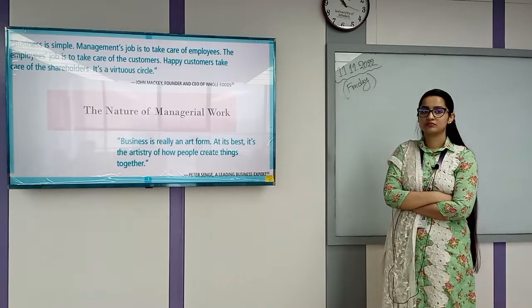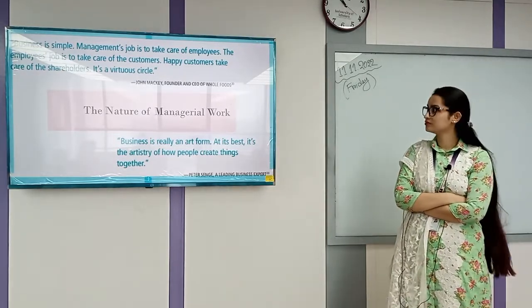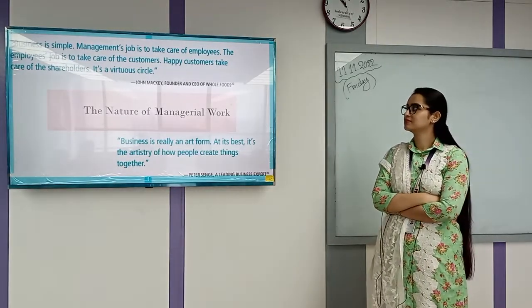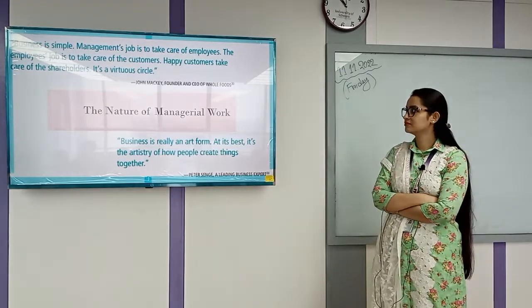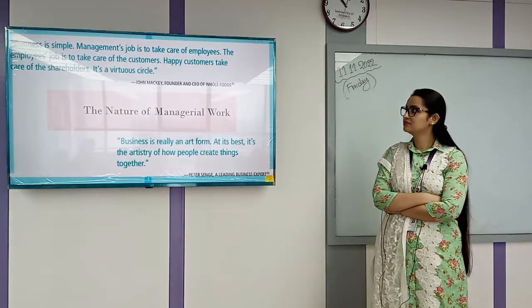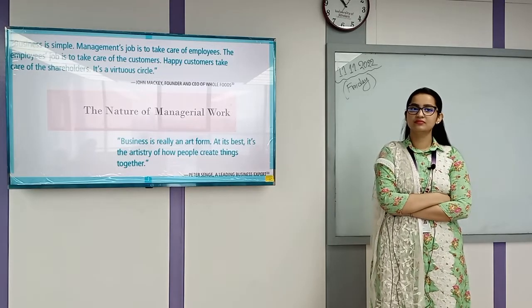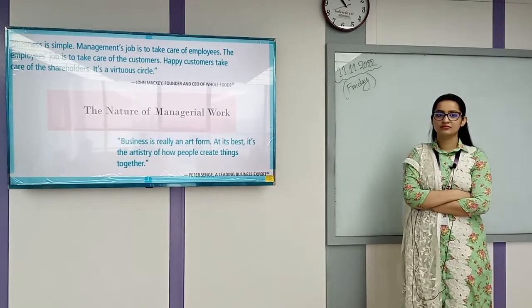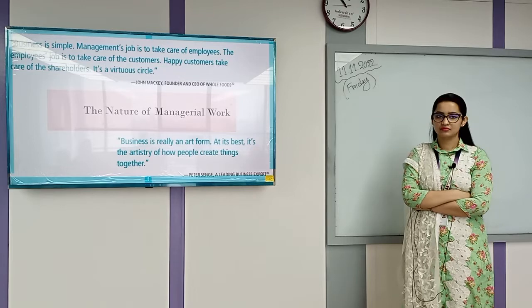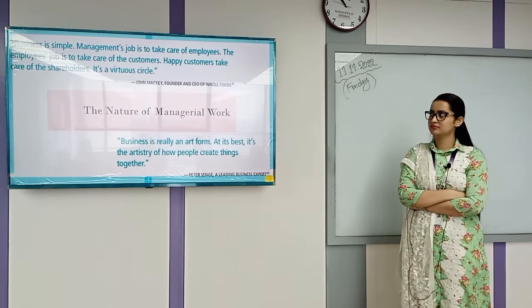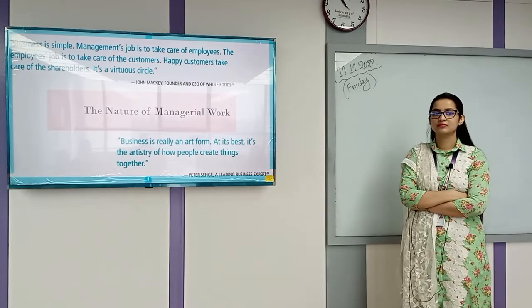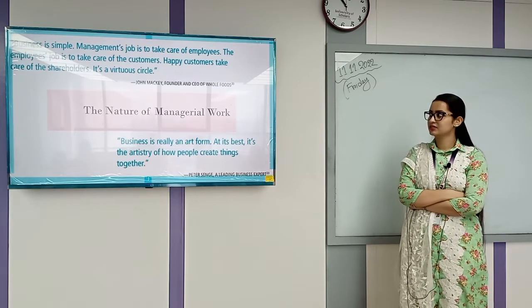Business is simple. Management's job is to take care of employees. The employee's job is to take care of customers. Happy customers take care of stakeholders. It's a circle. So if you look at business in a simple way, the management should definitely know how to take care of their employees. And when employees are happy, they do their job properly to make their customers happy. And when the customers are happy, they will definitely use your product. And when they are buying your product, the stakeholders are happy. So more profit, right? So it is a circle.